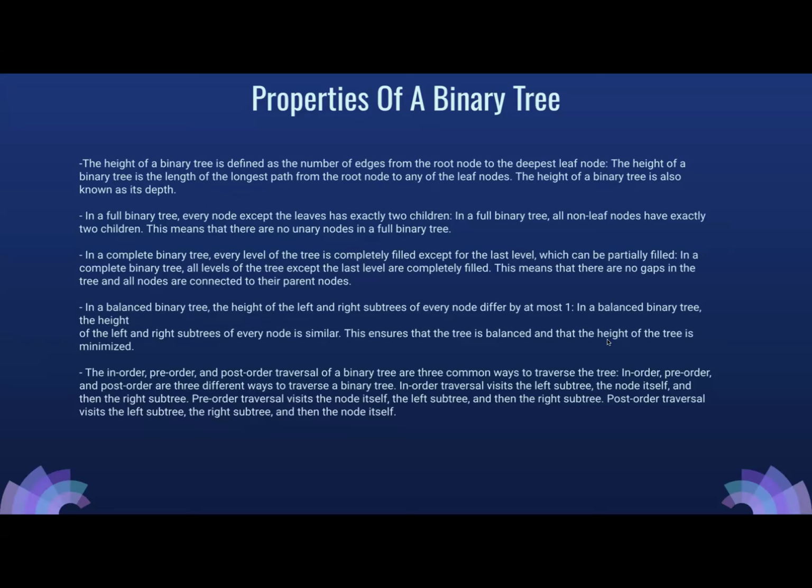In a full binary tree, every node except the leaves has exactly two children. So it could be two children or less. It could be one child on the left, one child on the right. In a full binary tree, all non-leaf nodes have exactly two children. This means that there are no unary nodes in a full binary tree.